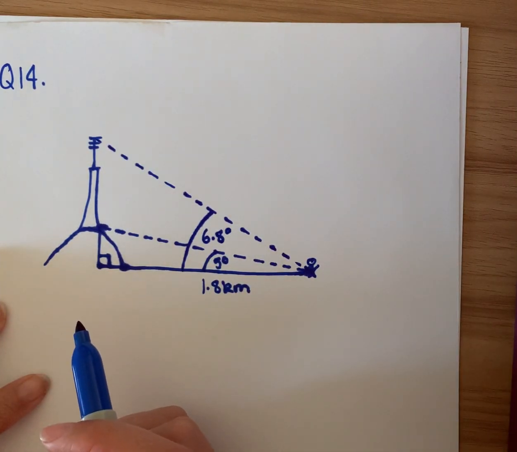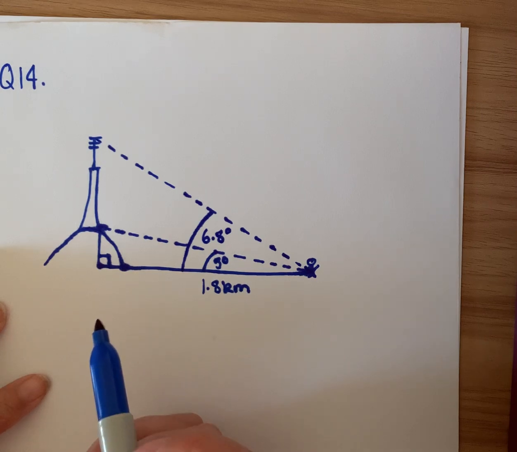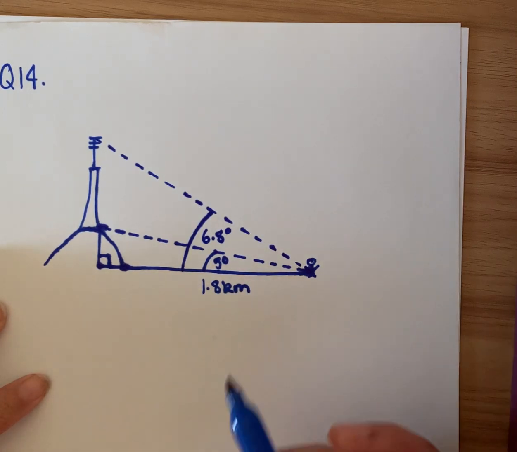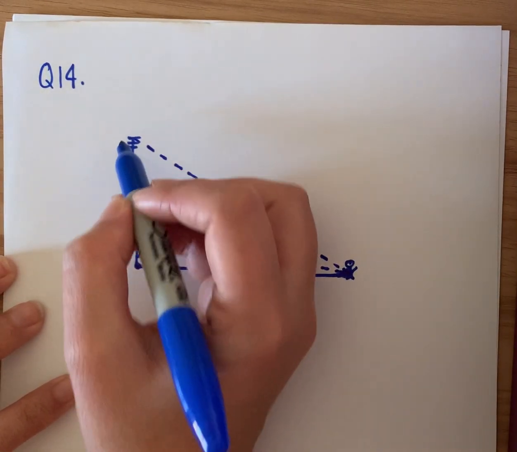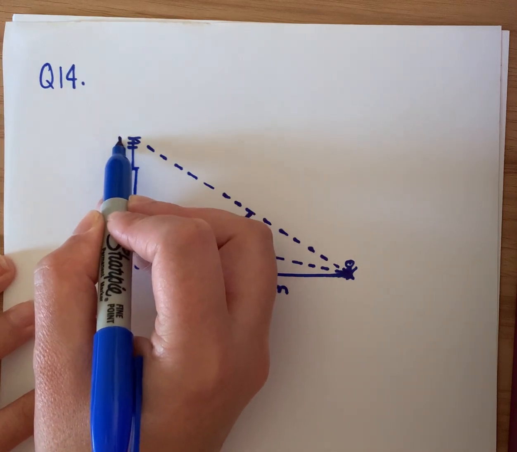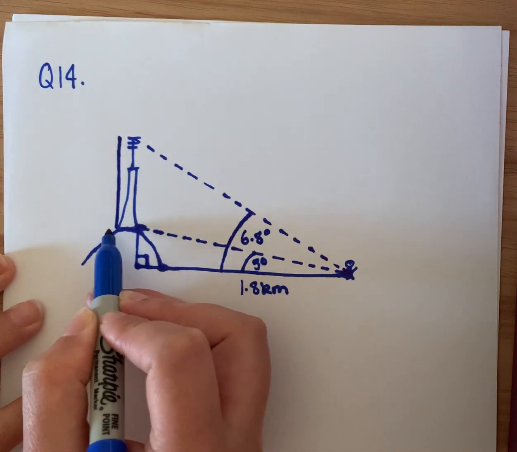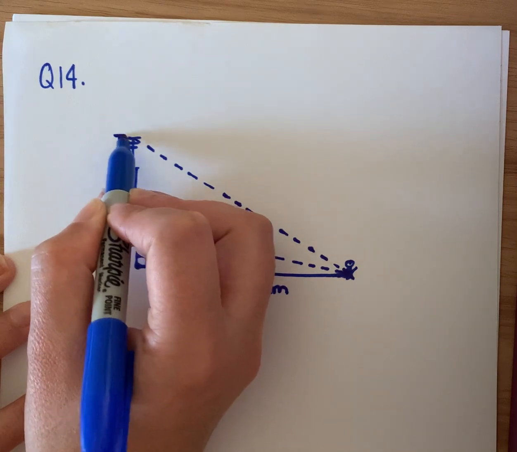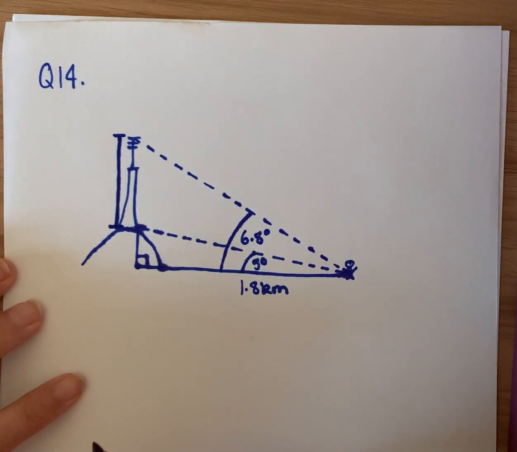If the distance from the observer to the base of the hill is 1.8 kilometers, well, we know that already, we've already put that in. Find the height of the tower to the nearest meter. Okay, so we're interested in finding this height here, just of the tower. We're not interested in the hill, we just want to know the height of the tower.